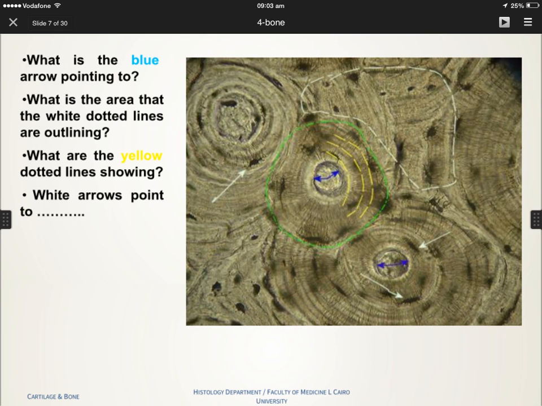What do the white arrows point to? The white arrow here points to the room occupied by the osteocytes. So this room is called lacuna. So this is lacuna, this is the Haversian canal, concentric lamellae, Haversian system or osteon, interstitial lamellae.